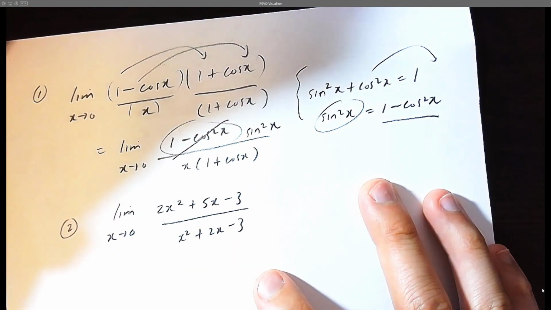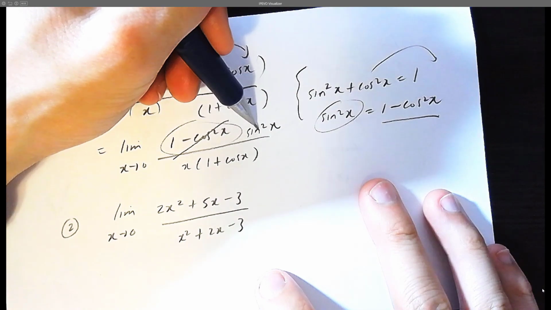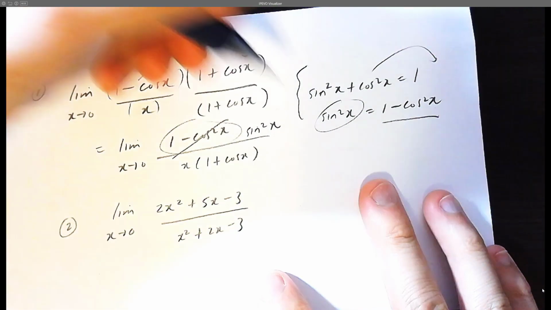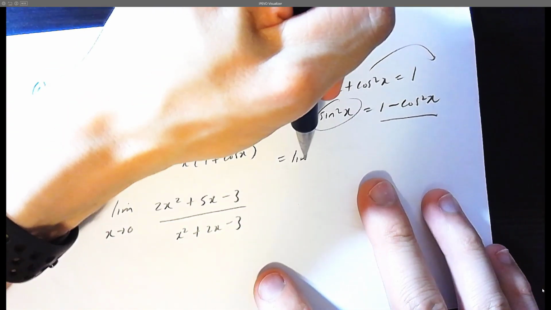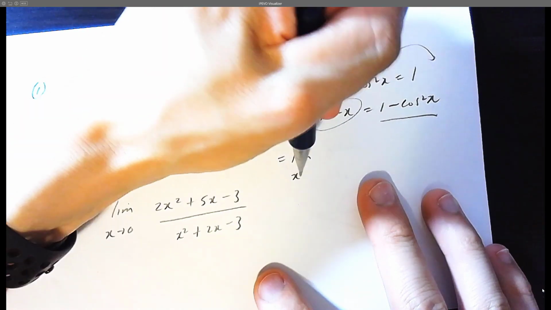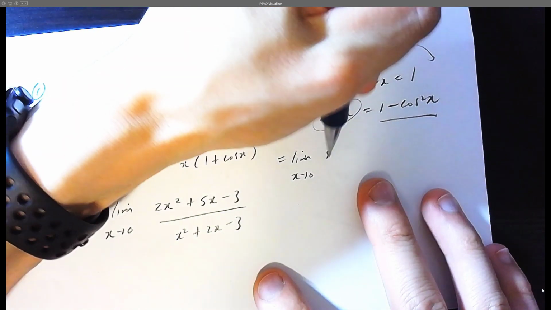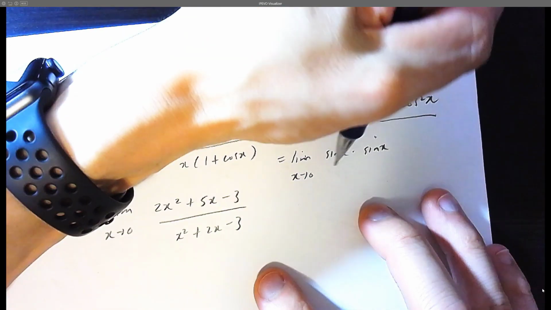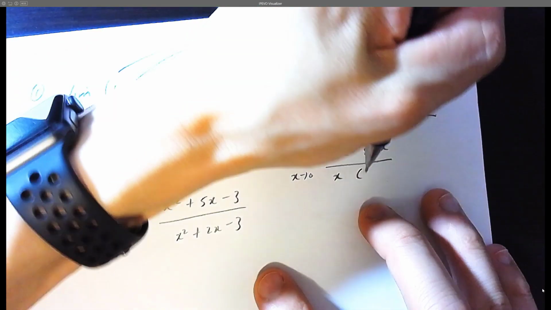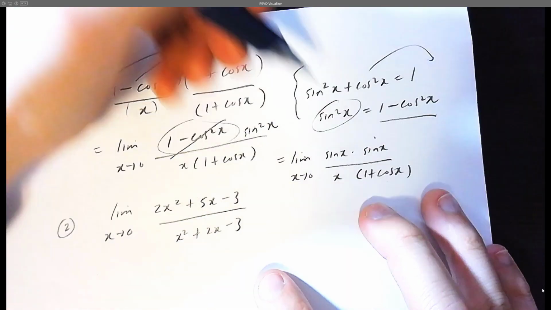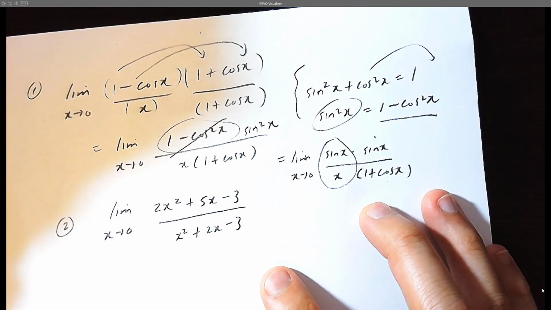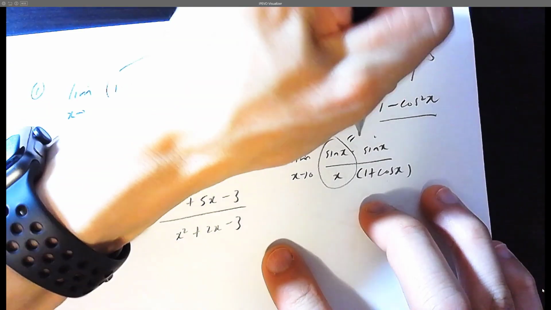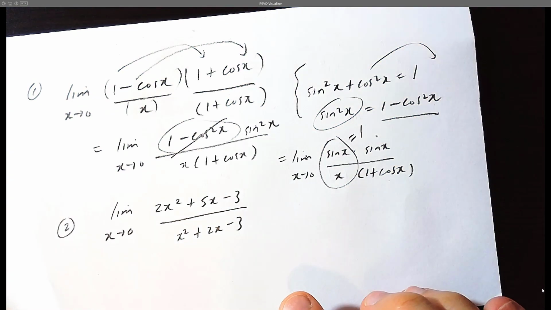And what do we see here? Sine squared x over x looks very familiar. So we have the limit as x approaches 0 of sine x, which is sine squared x, over x, times 1 plus cosine of x. Recall that the limit of sine x over x as x approaches 0 is 1. So we knew that part already from previous work.